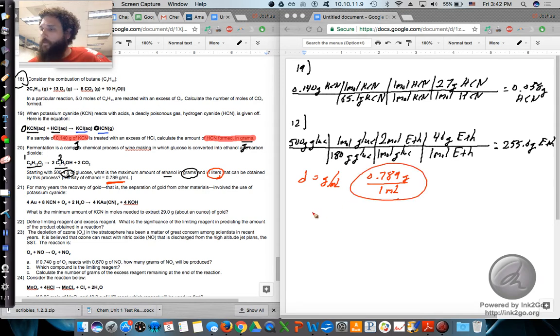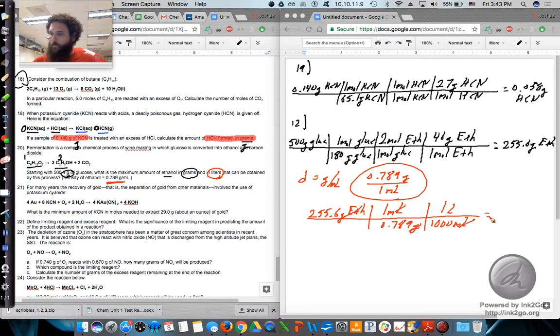So it looks like this: 255.6 grams of ethanol, 0.789 grams is 1 milliliter. Grams goes away. Now I can convert it to liters. 1,000 milliliters is 1 liter. Those go away. We're left with 255.6 divided by 0.789, 323.9.